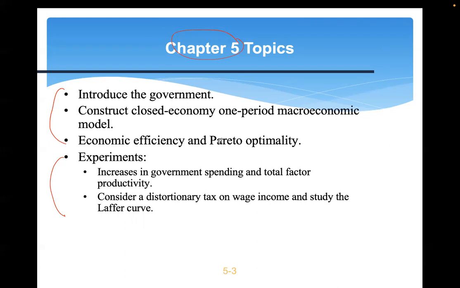And then in the second half, we are going to do some experiments. The purpose of these experiments is to understand some important concepts. For example, what happens if the government increases spending, or what happens if the total factor productivity increases? How would that affect consumer and firms' behavior? Alternatively, we are going to study a distortionary tax on wage income. From the government's point of view, how would that affect its tax revenue? From the household's point of view, how would that affect their work and leisure decision? And finally, how would that affect efficiency?